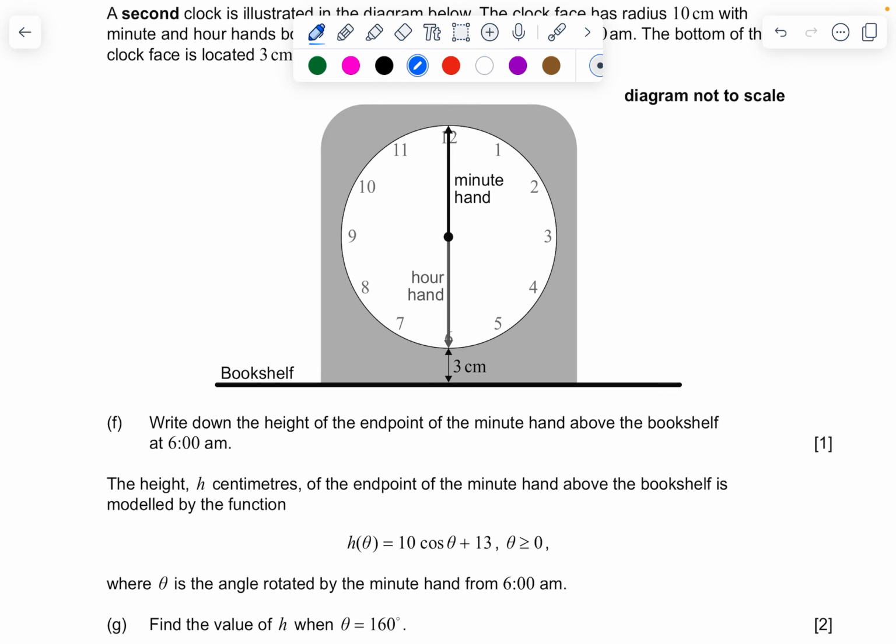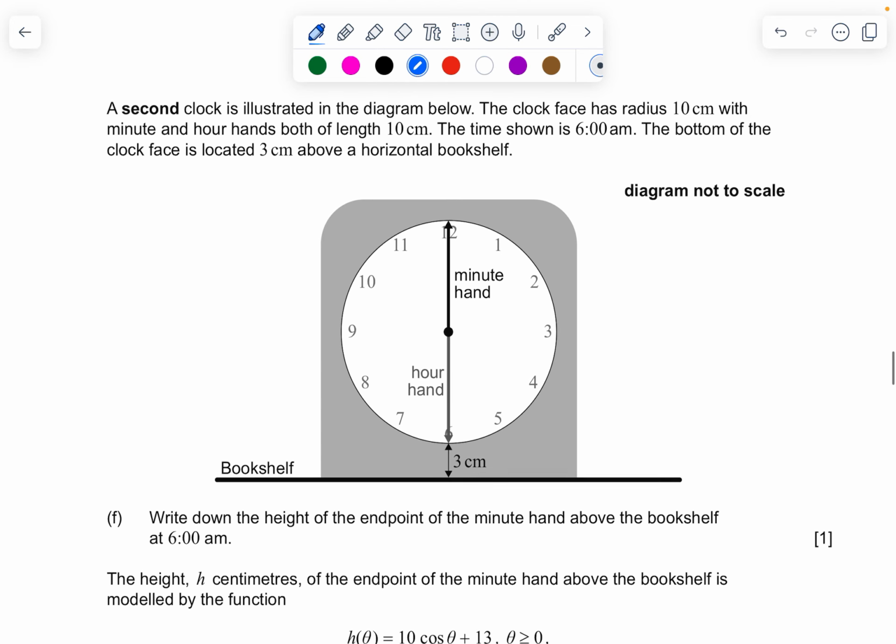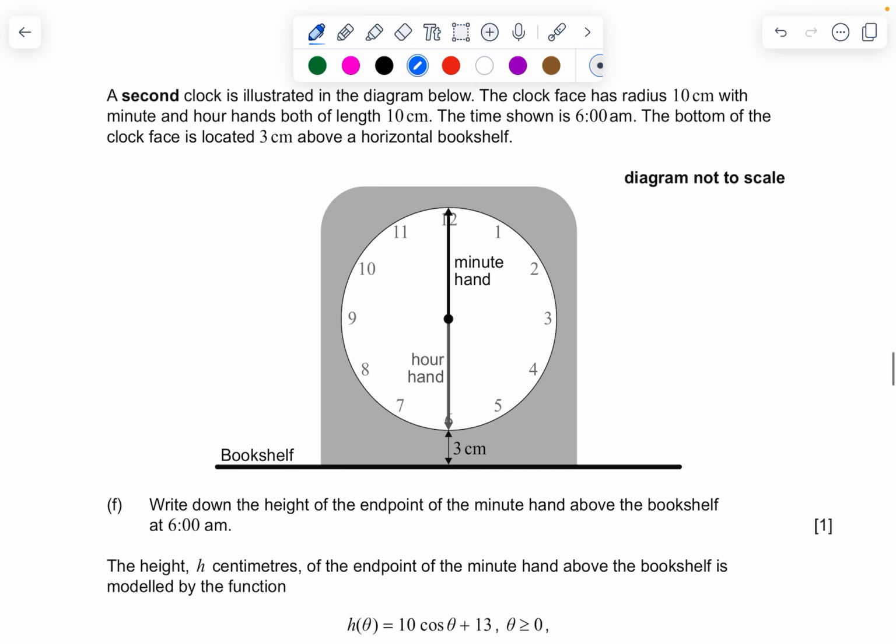So, he's asking us to find this total one. So this is 10, 10 and 3. So it's going to be 10 plus 10 plus 3, which is going to be 23.